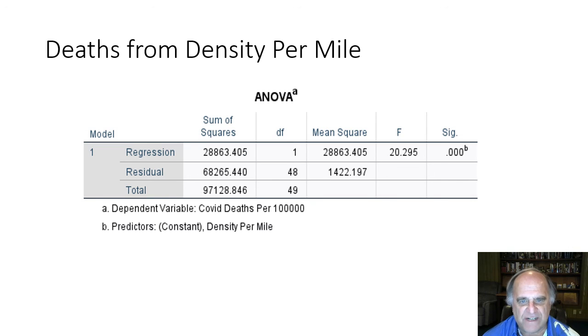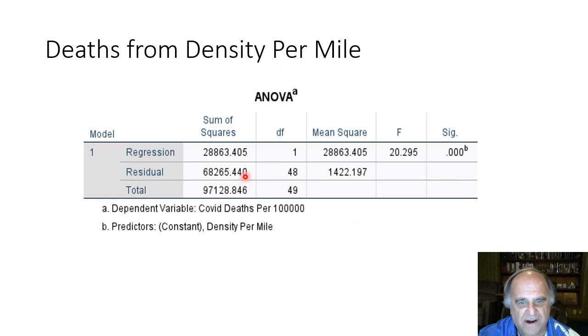Next, we have our ANOVA table. Same thing, we're still looking at our dependent variable, COVID deaths per 100,000. Our predictor is the constant and density per mile. As we've seen in other models, we have 50 cases. They're not human subjects, but they're cases. So the total degrees of freedom is n minus 1, or 49. For the regression model, we use up 1 degree of freedom, and estimating the error variance, or the residual variance, uses up 48 degrees of freedom.